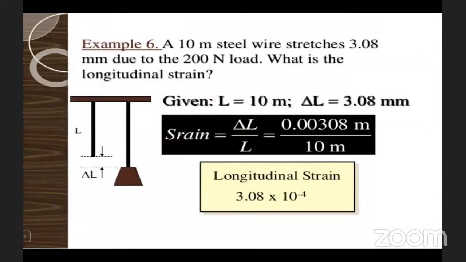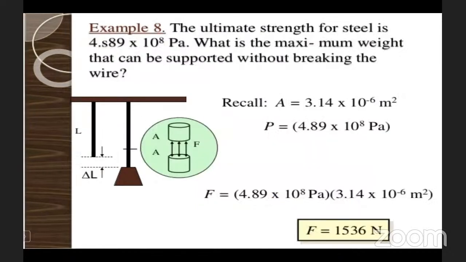So next see here, an example. A 10 meter steel wire stretches 3.08 millimeter due to a 200 Newton load. What is the longitudinal strain? Same thing, the longitudinal strain equals del L by L, that equals 0.00308 meters, that means 3.08 millimeters converted to meters, by 10 m. The longitudinal strain equals 3.08 into 10 to the power of minus 4. Okay.